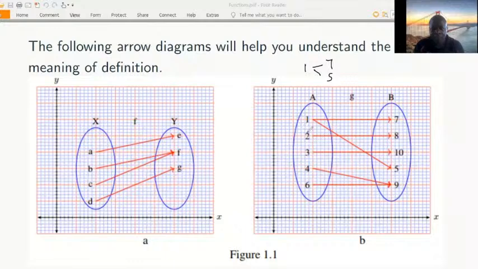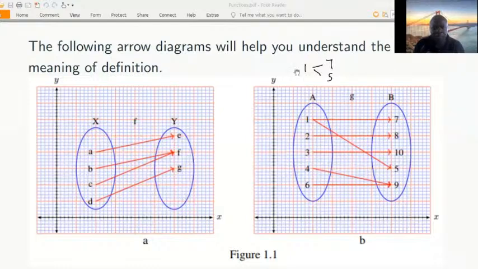What about the rest of the other objects? 2 has 1 image, that is 8. 3 has 1 image, that is 10. 4 has 1 image, that is 9. 6 has 1 image, and that is 9. But this first one disqualifies G from being a function. So G is not a function.